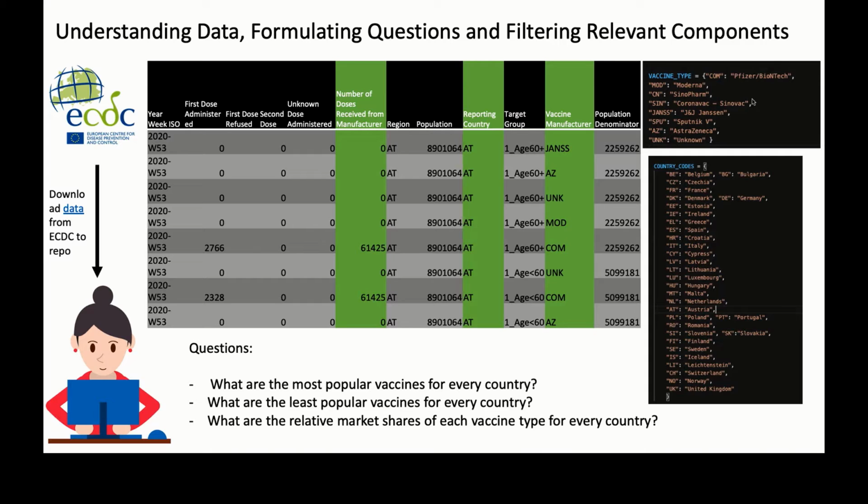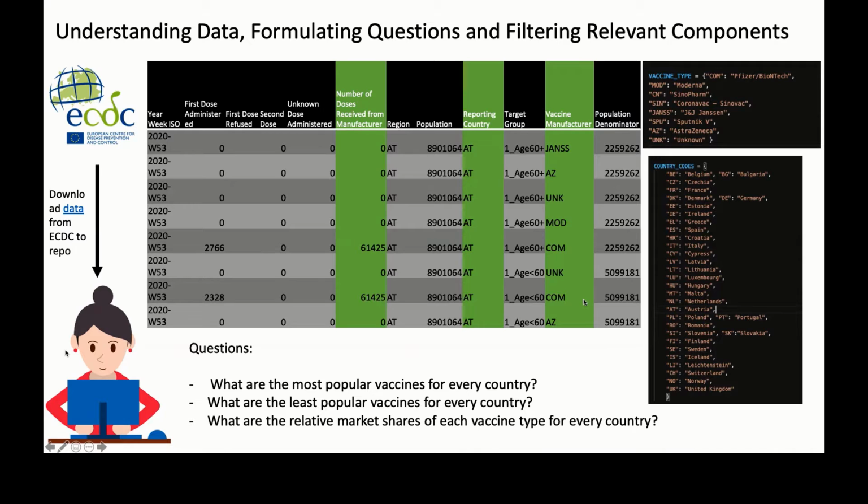You have time, doses administered, the number of doses received from the manufacturer, region, population, age, target groups, type of vaccine, and so on and so forth. And you can also see that there are a lot of acronyms that are used here, like AT, JANSS, all of those things. When you look at the ECDC website, they explain what these mean. And in my code, I've illustrated this by having this hash table that maps what these abbreviations mean. So for example, COM is Pfizer, MOD is Moderna, and AT, which is the country listed here, is Austria.